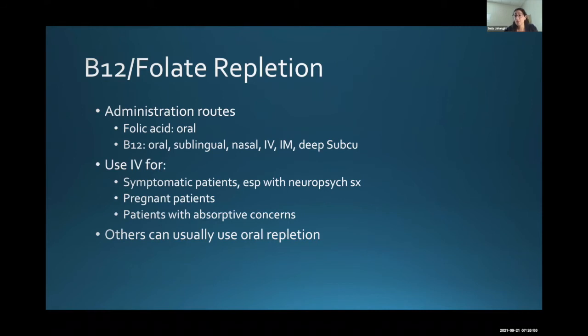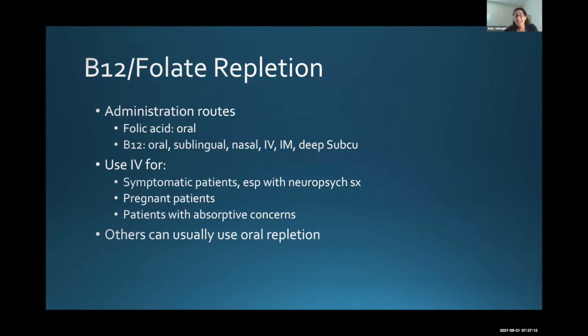As far as repletion, we've got a lot of options. Typically for folate, we're able to get adequate repletion through an oral route. Even if it's an issue of absorption, usually we can ramp that up and manage to get people to normal levels. For B12, we have a variety of options, usually either oral or IM or sub-Q is being used where I see.